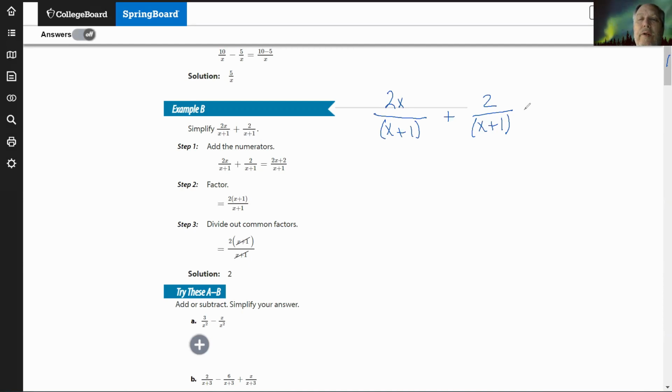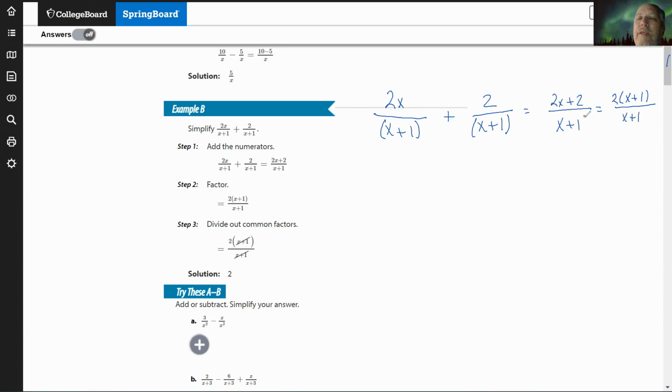Then we keep that denominator, x plus 1, and we simply combine the top. Now, 2x plus 2, we can't combine those because they're not like terms, but the last step is to simplify. We look at the top and the bottom and simplify them separately. 2x plus 2 has a greatest common factor of 2. 2x divided by 2 is x, and 2 divided by 2 is 1, all over x plus 1.